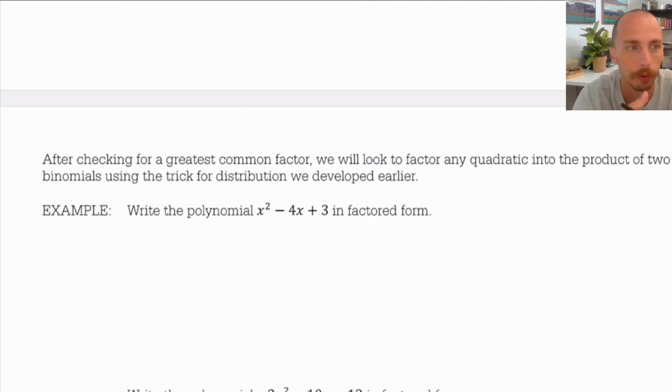And after checking for a greatest common factor and possibly factoring it out, we'll look to factor any quadratic into the product of 2 binomials using the trick we were just talking about earlier, where we were looking for 2 numbers that multiply to this and added to that. So I think last year in Algebra 2 I used m and n, but I'll use u and w this year, because those are letters we don't use a whole lot in algebra or pre-cal or whatever. So write the polynomial x squared minus 4x plus 3 in factored form.